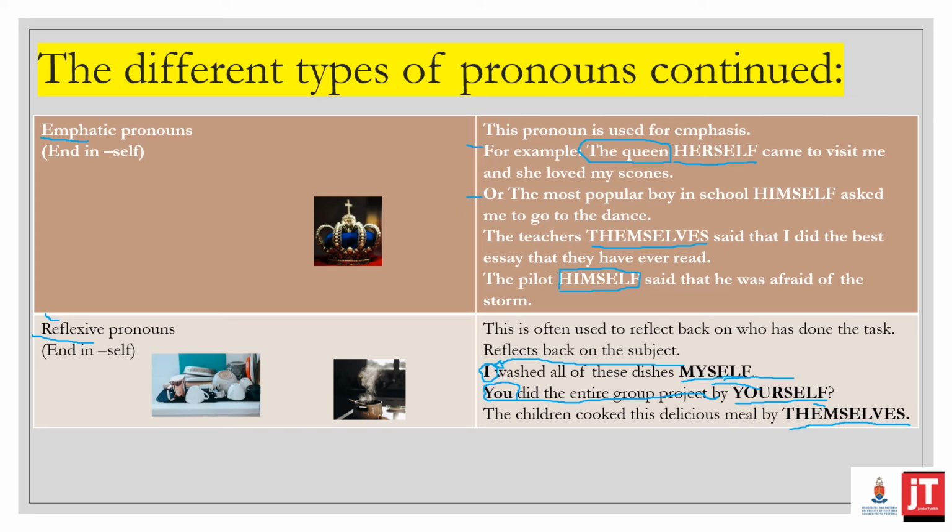Okay, let's look at the last example. The children cooked this delicious meal by themselves. Sounds like a very proud moment. So who did it? The children, right? The children did it. How did they do it? By themselves. So that is the difference between an emphatic and a reflexive sentence. Remember, emphatic, emphasis, to make sure that that point really pops. Reflexive, to reflect back on the noun, on who actually did the task. So, the subject.